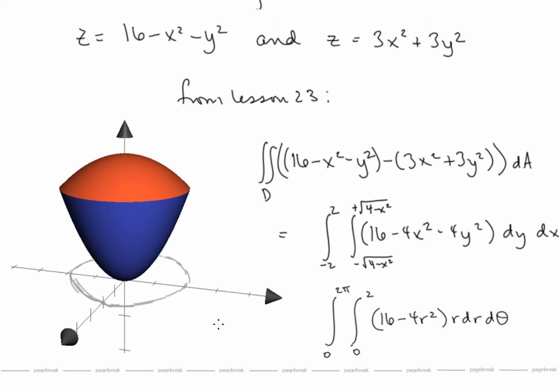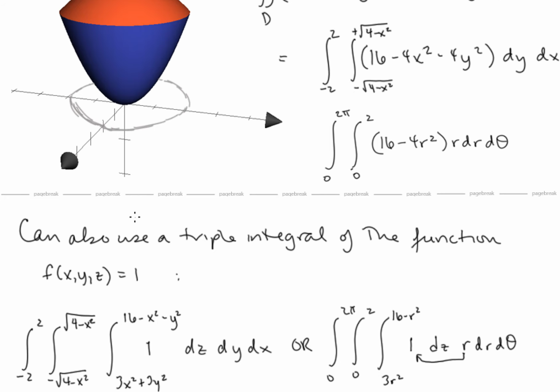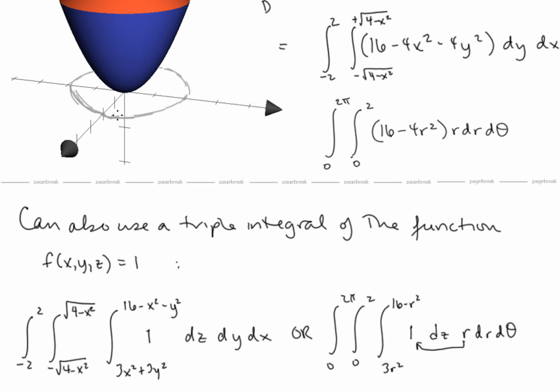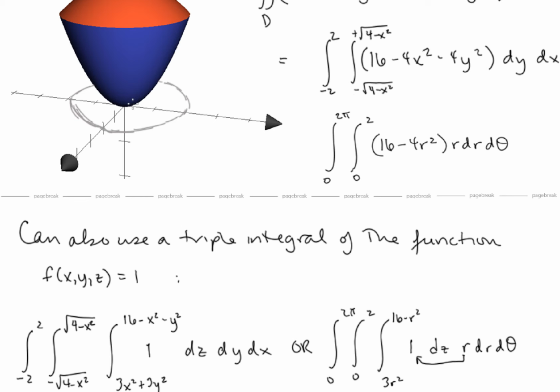Now we could also use a triple integral to find the volume of this solid by integrating the function 1 and considering this our entire domain over which we're integrating. So we have z going from 3x squared plus 3y squared, that's the bottom surface, to 16 minus x squared minus y squared, that's the top surface. And then just as we did before, we take a look at the shadow in the xy plane and then describe that region as you would for a double integral. So it's the same bounds we had on that double integral for y and for x.